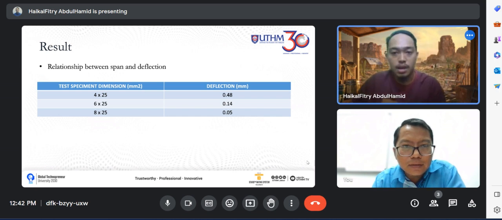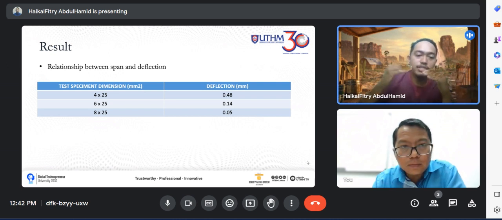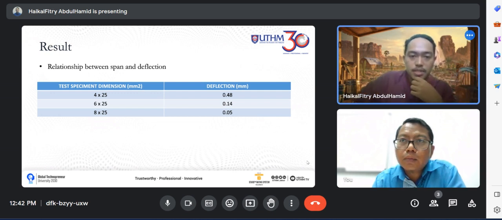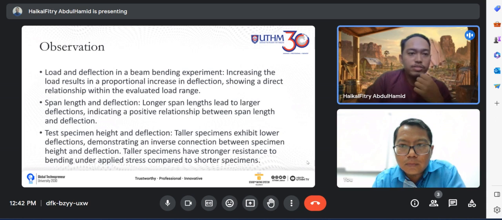Why? Because the Young modulus of specimen is changed due to the different thickness. Okay, I can show you the observations first.